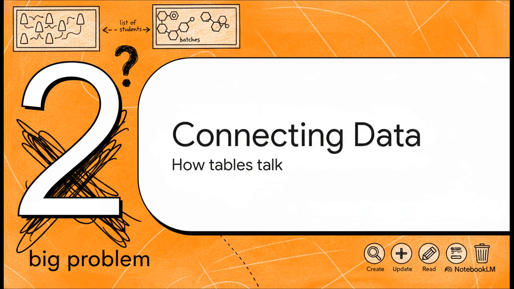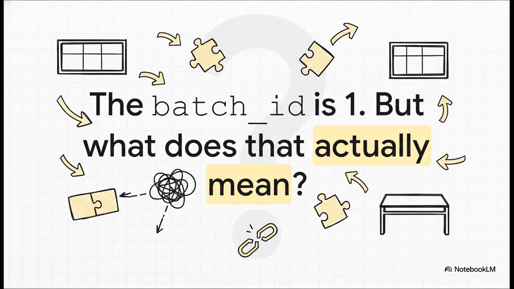But okay, here's where it starts to get really interesting. We've got our 4 actions, but we still have 2 totally separate tables, a list of students and a list of batches. And right now, they don't have a clue about each other, and that leads to a huge problem. I mean, if you look at our students table, you'll see a column called batch ID. For John Doe, the value in that column is 1.